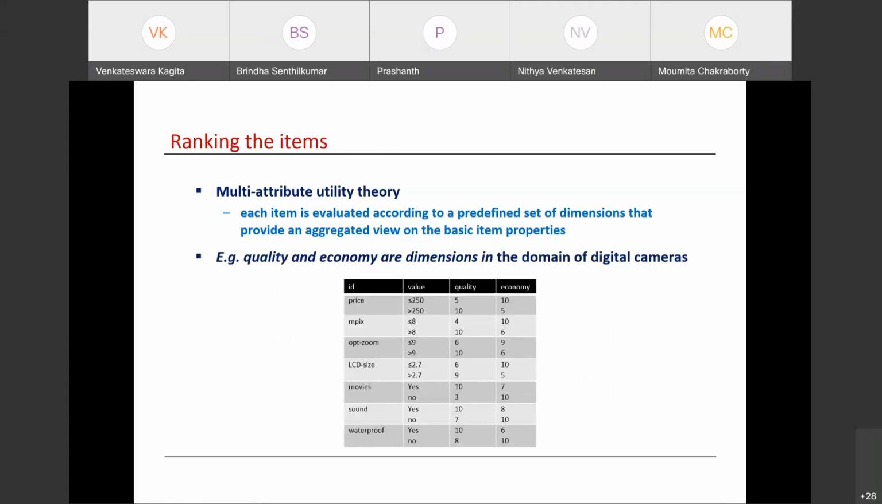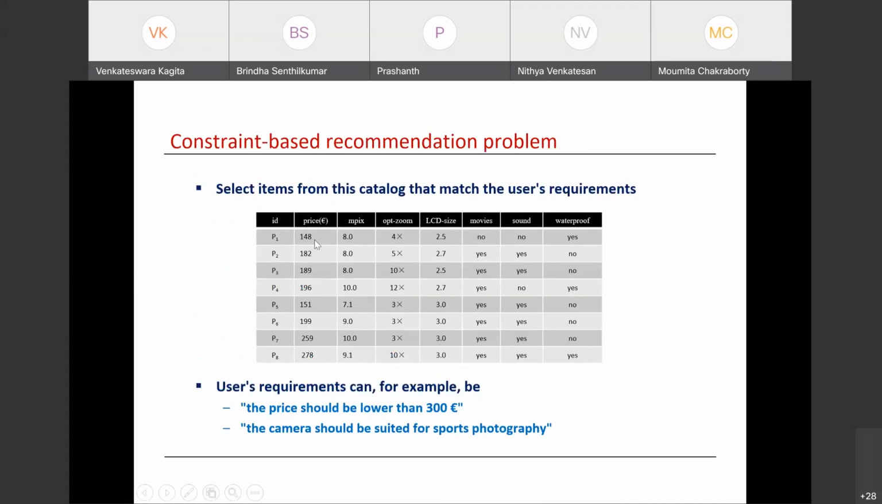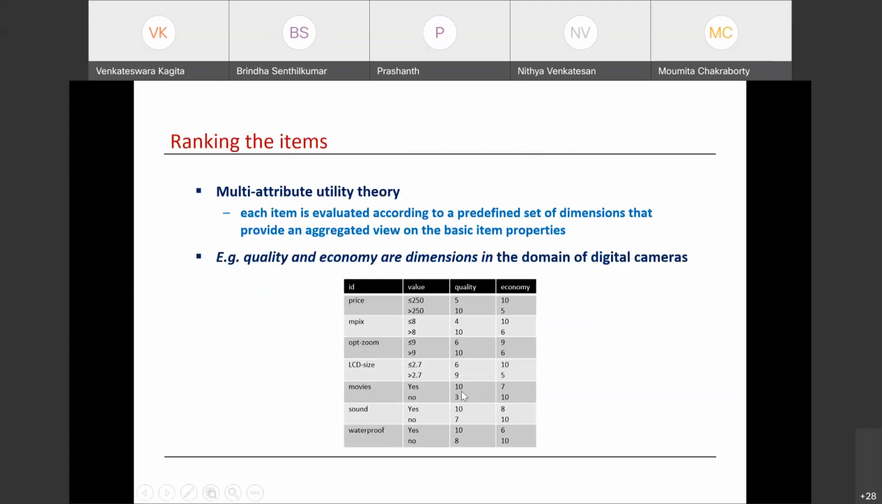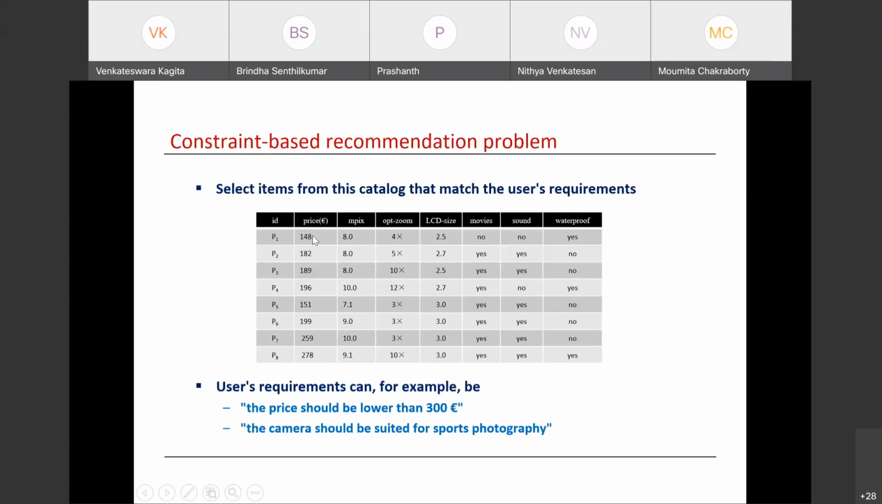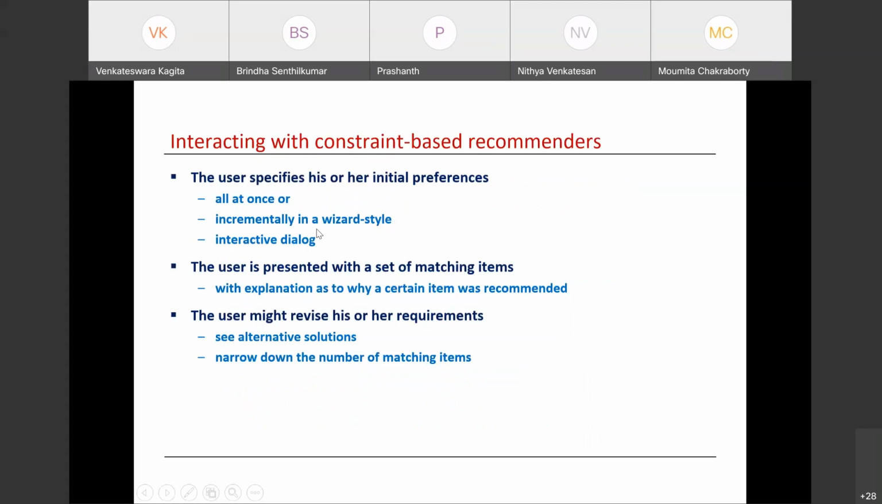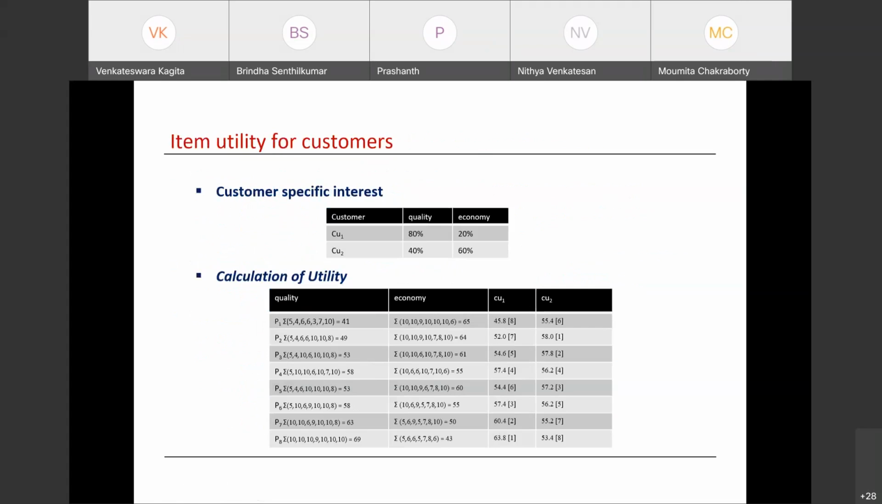How many attributes? 1, 2, 3, 4, 5, 6, 7. Seven attributes, right? So according to the quality attribute, what should be the value of camera one on feature 1? Feature 1 is 148. Is it less than 250 or greater than 250? Less than 250. If less than 250, what should be the quality parameter, 5 or 10? 5. So I give 5 here. So this 5 came from that.